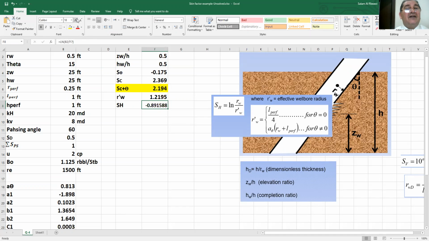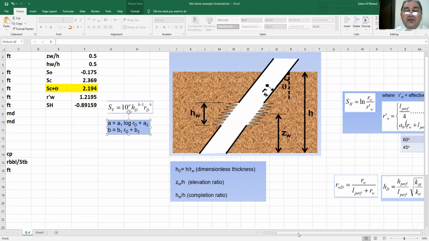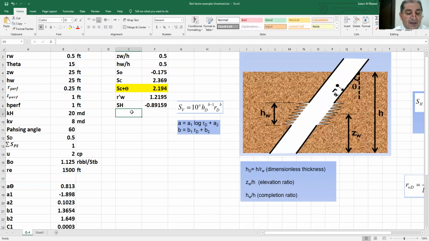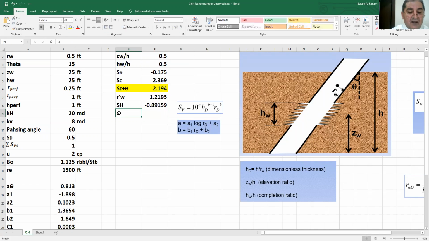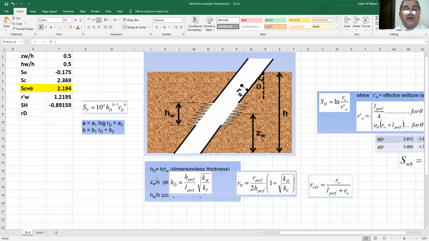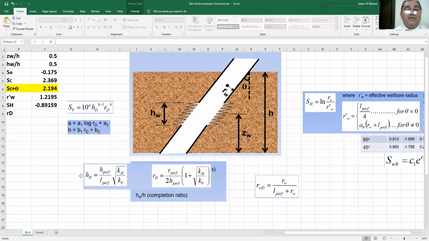Now I need to calculate S sub V. So what is S sub V? Let me see. Here is S sub V, and here is A and B. So to calculate S sub V, I need to calculate A. What is A? A1 times log of R sub D. So before that, I need to calculate R sub D. What is R sub D? Let me bring R sub D in front of you. So this is R sub D, guys.